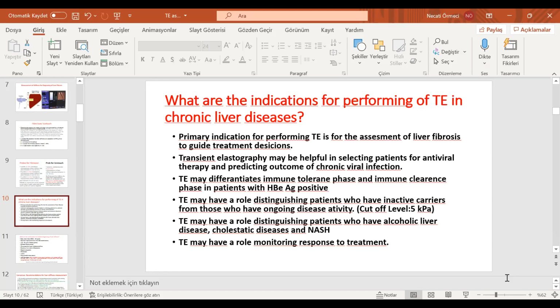Transient elastography may differentiate the immune tolerance phase and immune clearance phase in E antigen positive patients. It also has a role in distinguishing inactive carriers from those who have ongoing disease activity, with a cutoff level of less than 5 kilopascal. Also, transient elastography may have a role in distinguishing patients who have alcoholic liver disease, cholestatic liver disease, and NASH. Transient elastography may have a role in monitoring response to treatment.